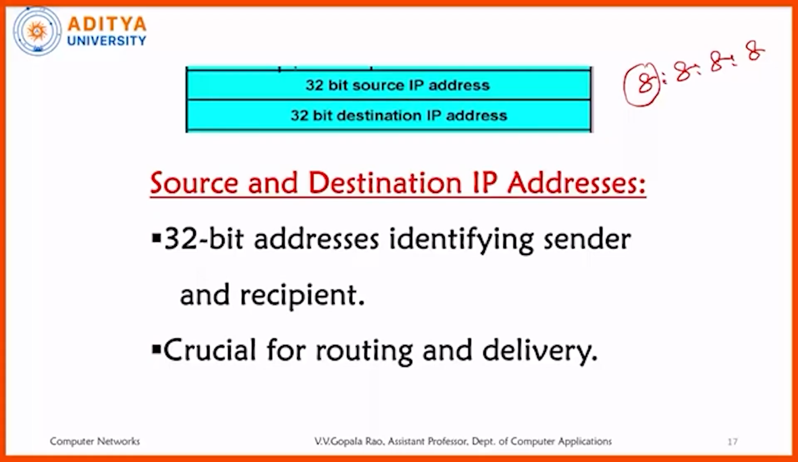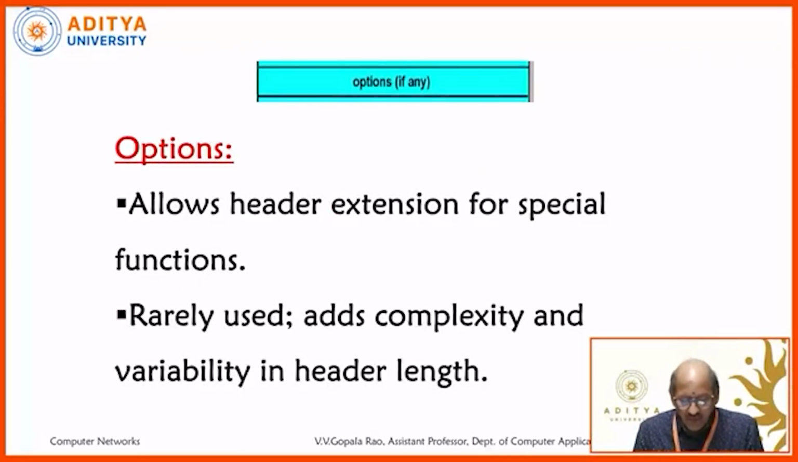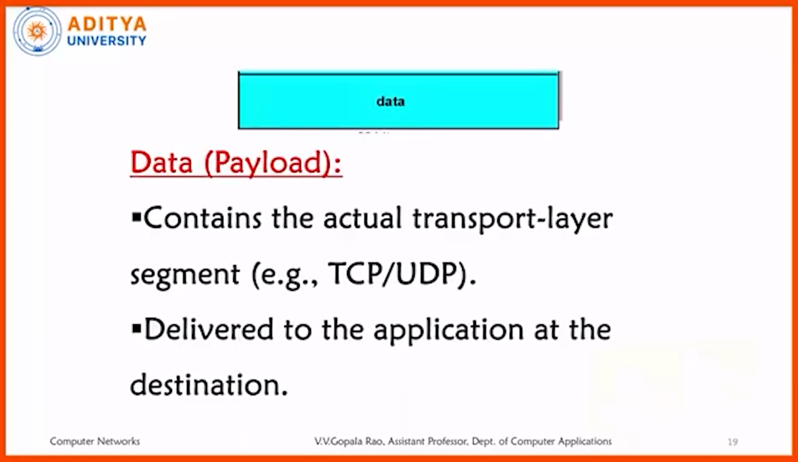Similarly, the 32-bit destination IP address is just like the source IP address. It is also 32 bits, with four 8-bit portions. This is useful to identify exactly the destination device. The options field is another important field, which gives more special functions. If you want to indicate something in the overall frame, the optional field is used to indicate that. And the data payload is the exact data.